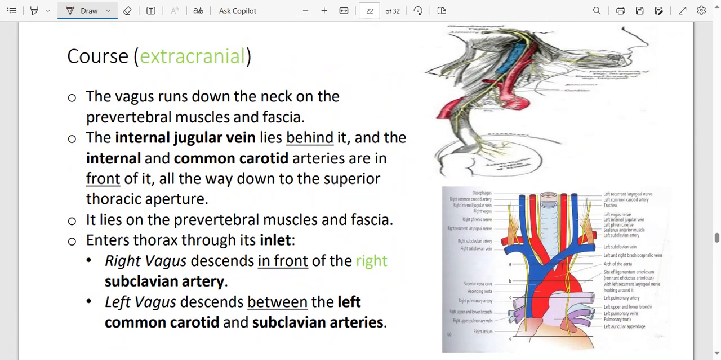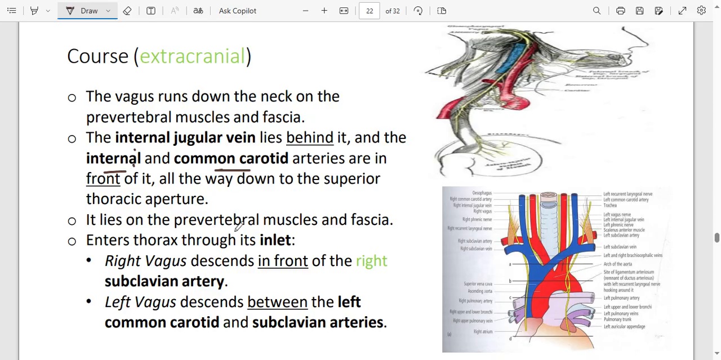But how does this nerve move? The vagus is going to go down the neck on the prevertebral muscles and fascia. Internal jugular vein lies behind it. So please just take note that the vagus is in front. Relationship is important when it comes to even identifying pictures in your practical exam. Internal jugular vein is going to be behind the vagus. Internal and common carotid arteries are in front, because the common carotid will bifurcate into internal carotid and external carotid. So the internal carotid is in front.